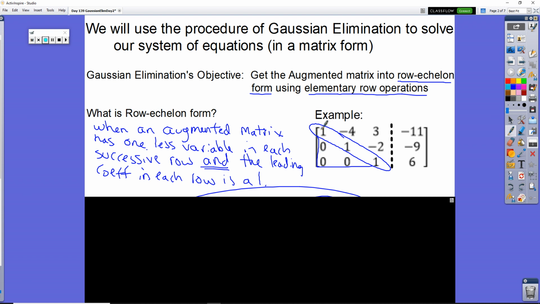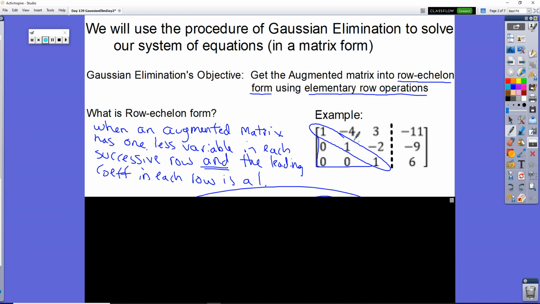So we work from the top down, from left to right. So in the top row, first thing you do is you make this a 1. Then in the second row, you make this a 0, and then make this a 1. In the third row, you make this a 0, then make this a 0, then make this a 1. We always follow this same pattern.